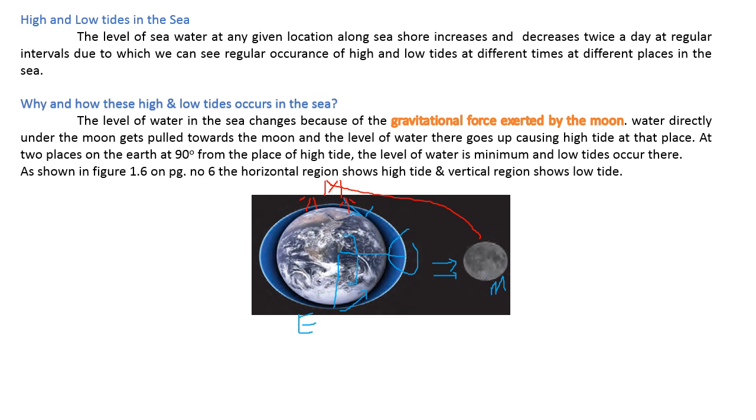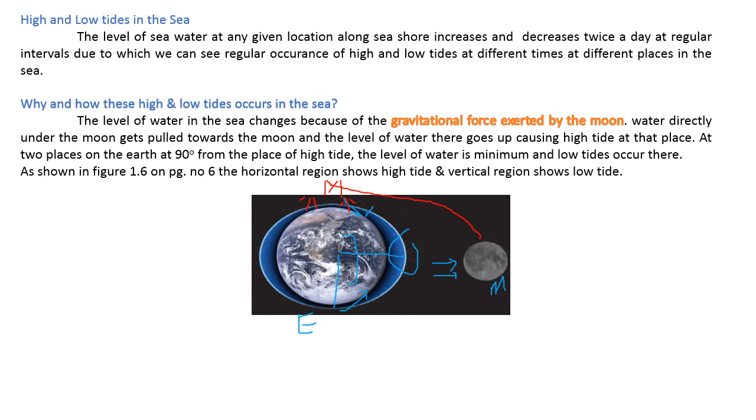Is it clear? Again, when the moon is on the left side, what happens? Same thing as you have seen in the picture. Again, when the moon is at the bottom, you can see high tides above and down, and left and right again there will be low tides. I hope you have understood.